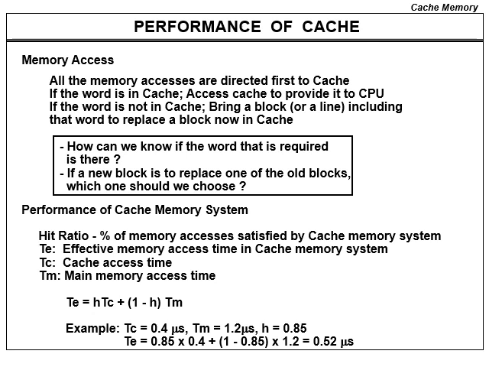See, this is a simple example. If I take TC to be 0.4 microseconds, TM to be 1.2 microseconds, and H to be 0.85, then the effective time is 0.52 microseconds. As you can see, 0.52 microseconds is much less than the main memory access time. So this is how we measure the performance of the cache memory.